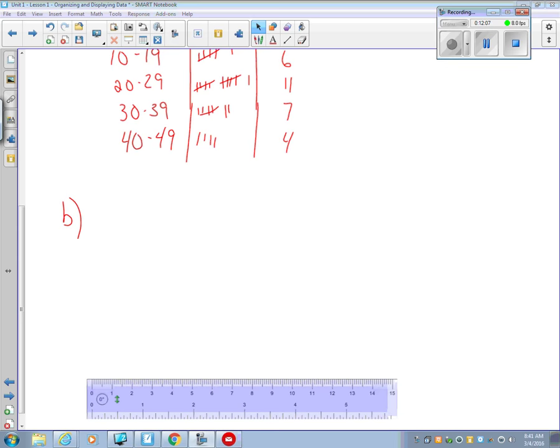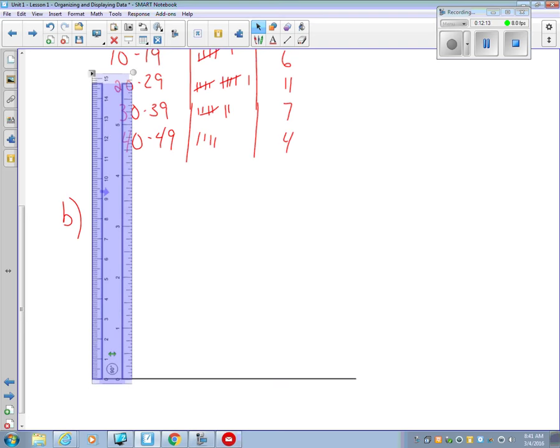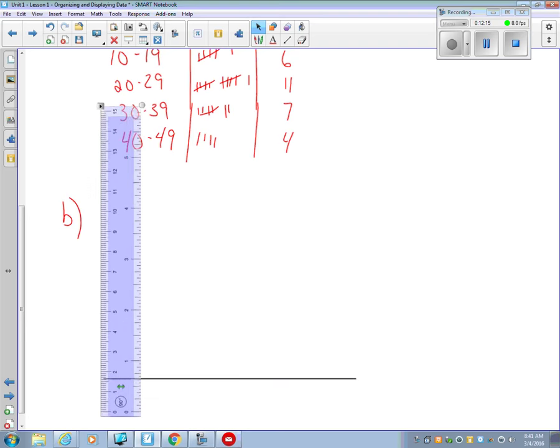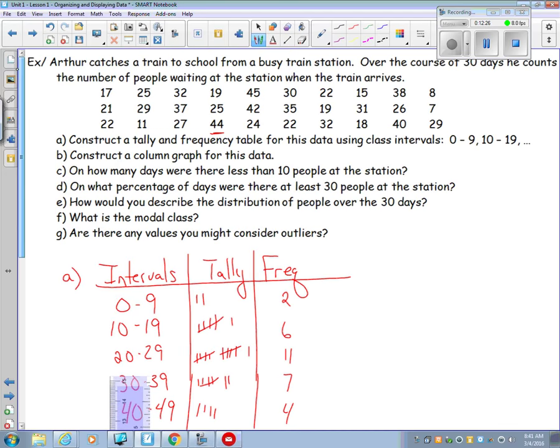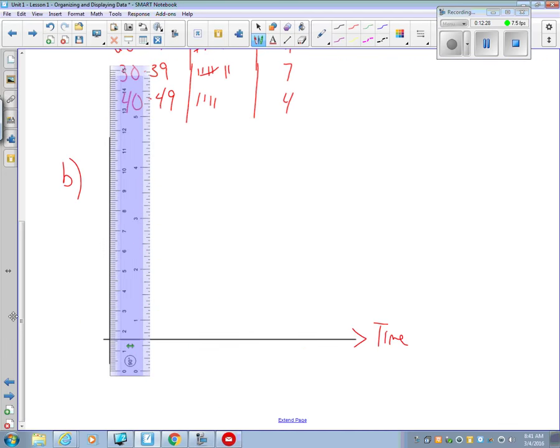Okay, so we're going to make a graph now. Using your ruler, which is kind of important, make our graphs here. We're going to put our values across the bottom, our frequencies up the side. So this will be my time. Actually, sorry, it wasn't time, was it? What was this? This was number of people. Fix that. And this was our frequency on this side.